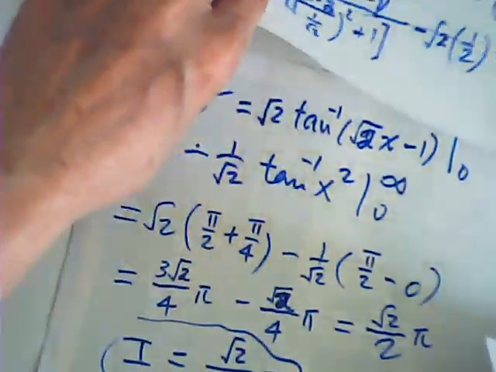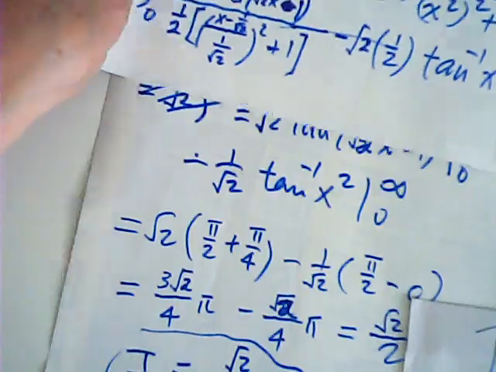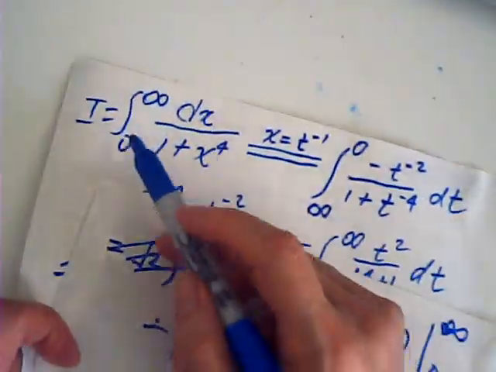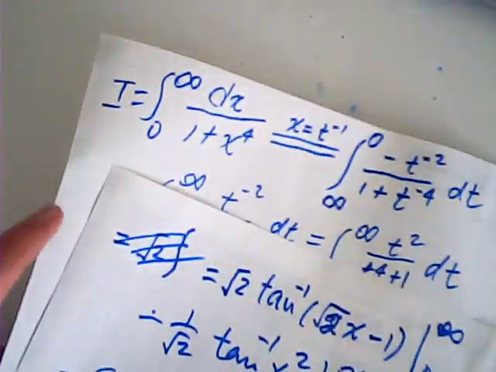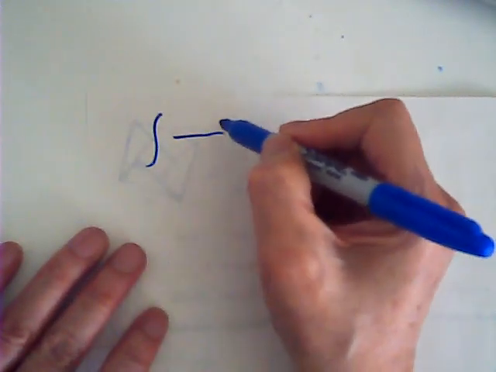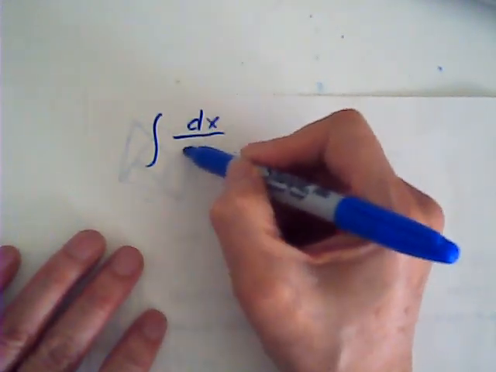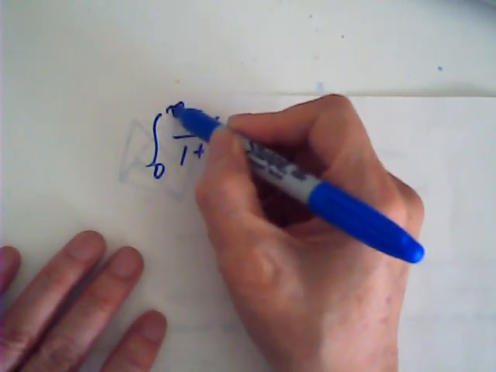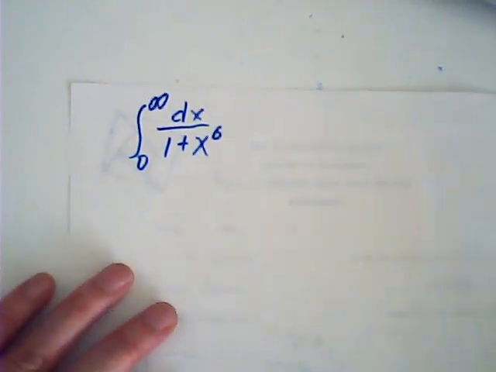Okay. Well, that is the integral for this one, the definite integral. Now, let's do the second one. The second one is the integral of dx over x plus x to the power of 6, from 0 to infinity.